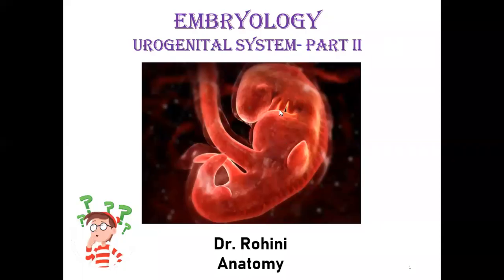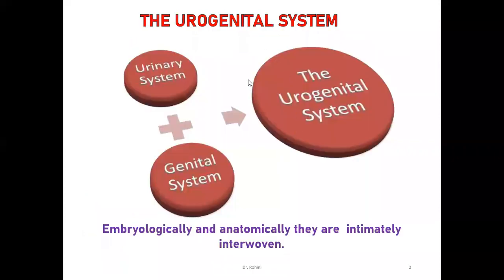Good morning, everyone. Today we are going to discuss the second part of the urogenital system, that is, the development of the urinary bladder and urethra. As you all know, previously we discussed that the urogenital system consists of the urinary system and the genital system. In the urinary system, kidney and ureter are already done. Now we are going to discuss the urinary bladder and urethra.